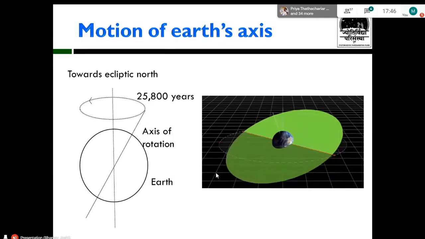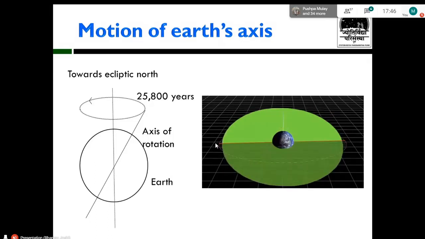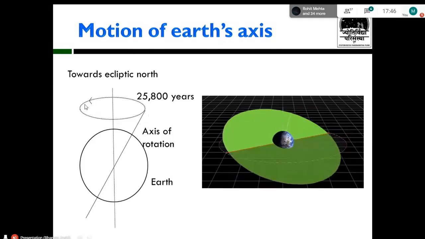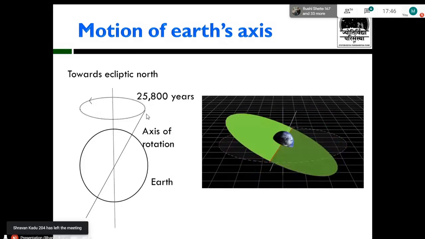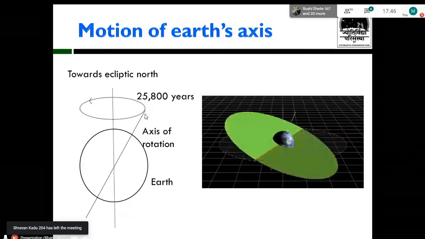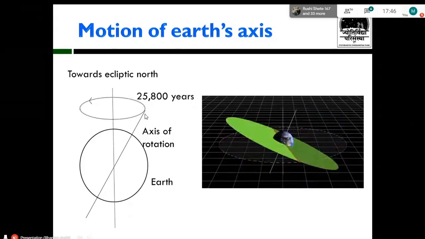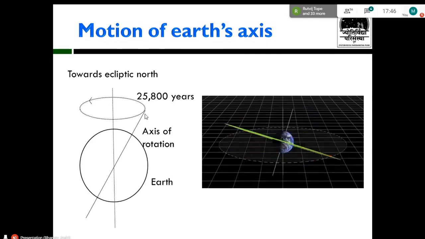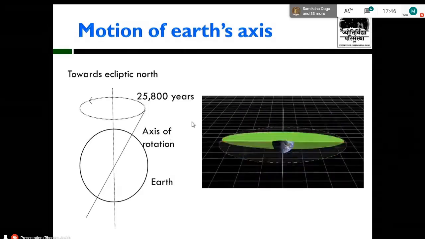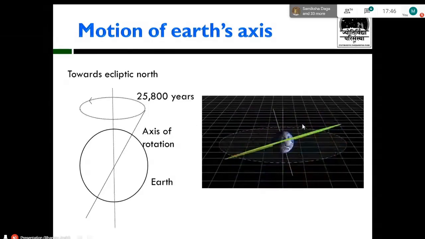So right now, the axis of the Earth is tilted at 23.5 degrees. That axis will cover an entire circle as shown in the left hand side of the image. And this period takes almost 25,800 years to complete one circle. So rotation is of 24 hours, revolution is of 364 days, and axial precession is of almost 26,000 years. So these are the other motions of the Earth.